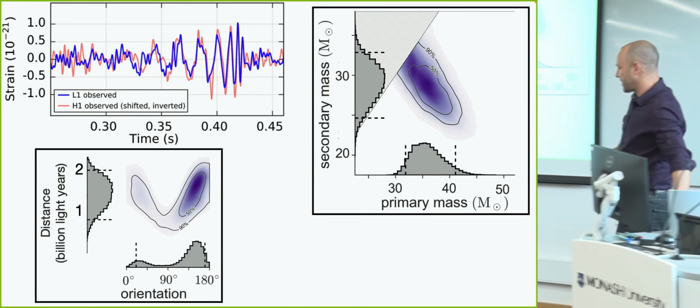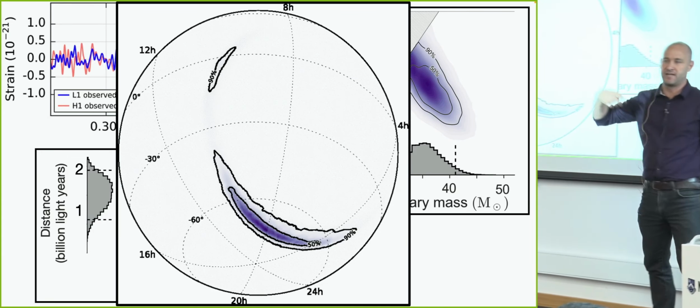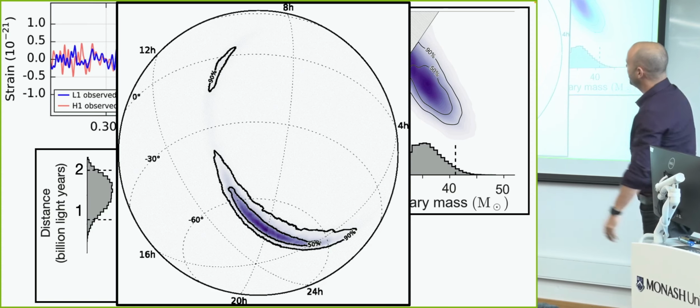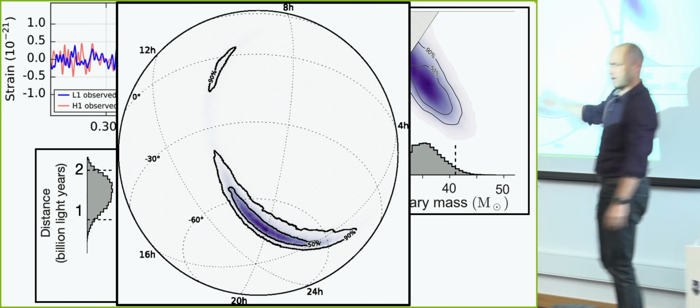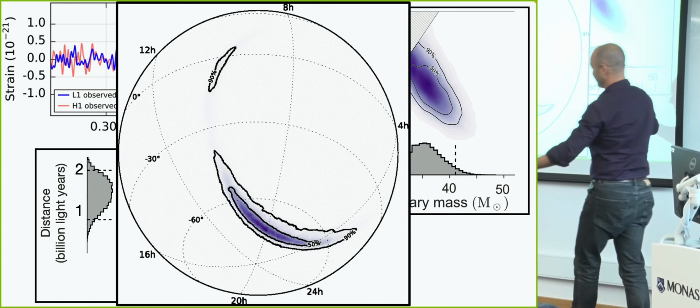So that's sort of a couple more parameters. Overall, this system is described by around about 15 parameters, depending on how you count. Another 2 are the sky position. And this is a map of the sky in some coordinates.